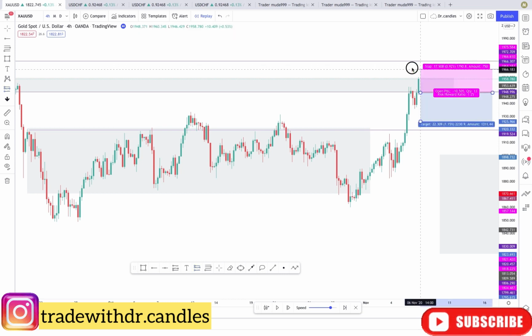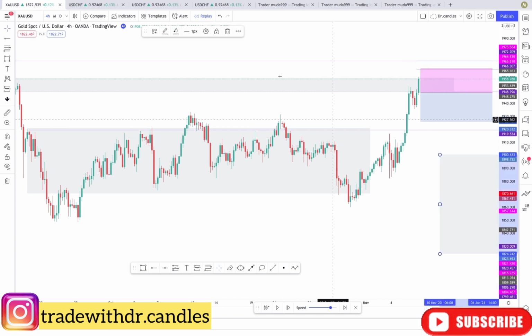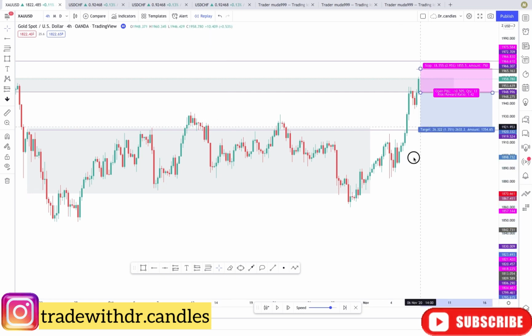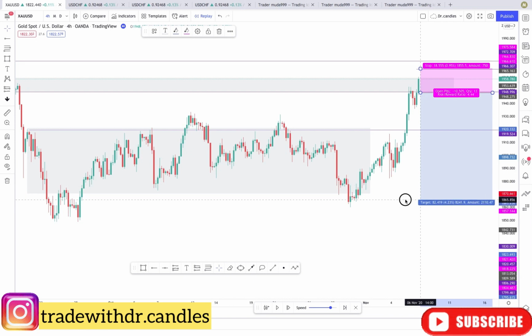with my stop loss maybe above, like this. Then let me delete this, something like this. Then my take profit at the nearest support level. So this is about a 1:4 risk to reward ratio.